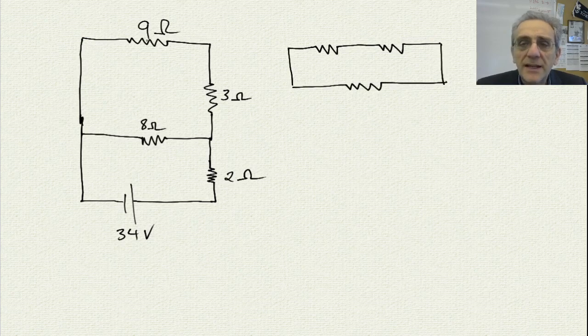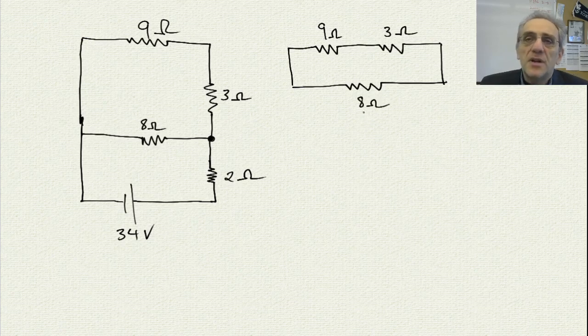You see, the 9 and the 3 are actually in series. Going around this corner here does nothing. It's just a bend in the wire. It is not a junction. That point is not, I repeat, it is not a junction. The junction is actually here. Okay? So this is an 8.